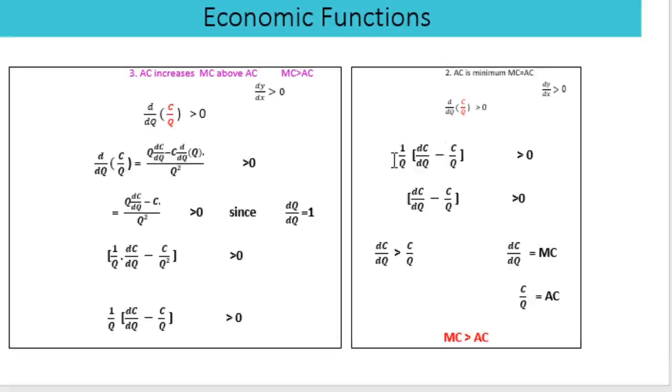It is also assumed that this component is greater than 0. So dc by dq minus c by q greater than 0, or we can say dc by dq greater than c by q. Here dc by dq is marginal cost and c by q is AC, therefore marginal cost is greater than average cost. These are the three proofs of the relationship between the average cost and marginal cost.